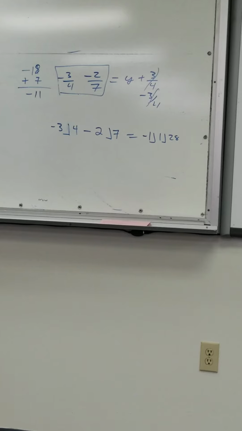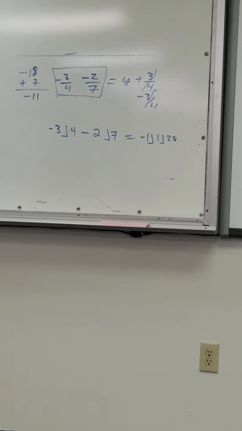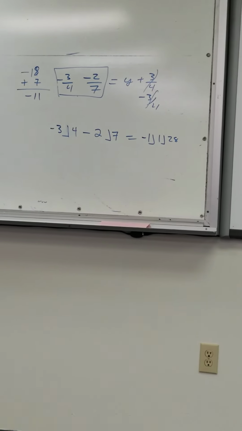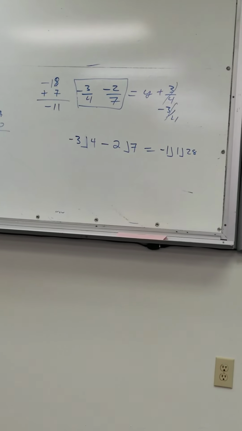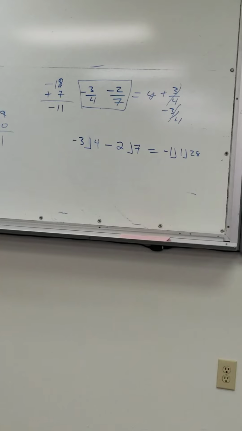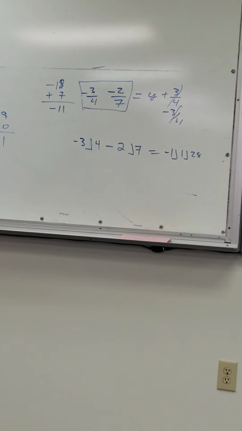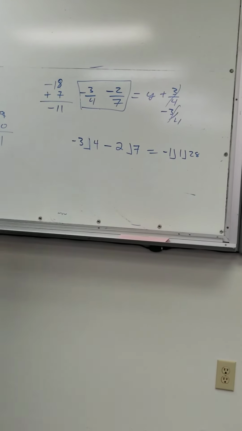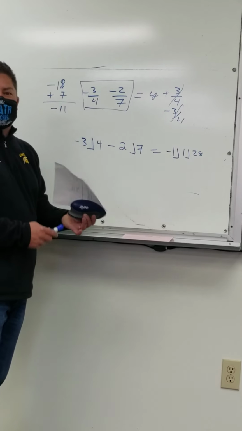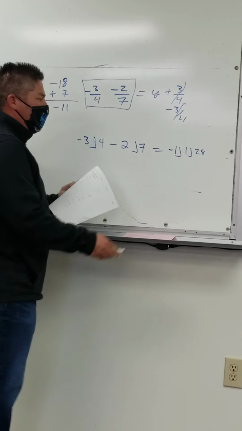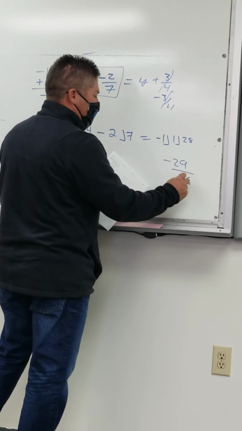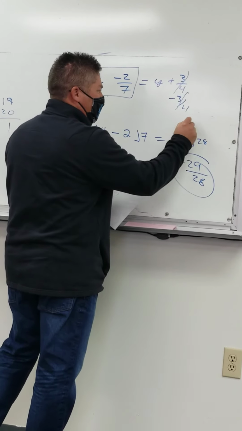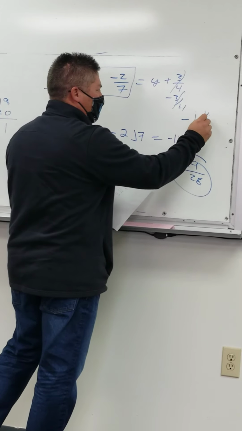How do I turn it into an improper fraction? There's a way to do this on your calculator, though. Hit second, and then hit the ABC key, and then hit enter. What did it do? It changed this into an improper fraction, and it gives you -29 over what? 28. That's the same thing. Now, by the way, you can write it out, -1 and 1/28.